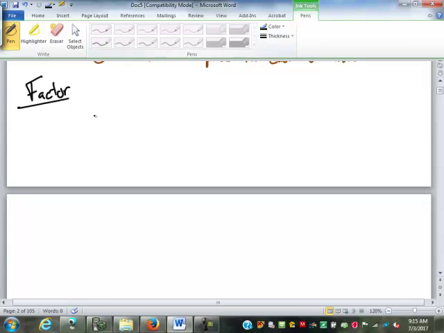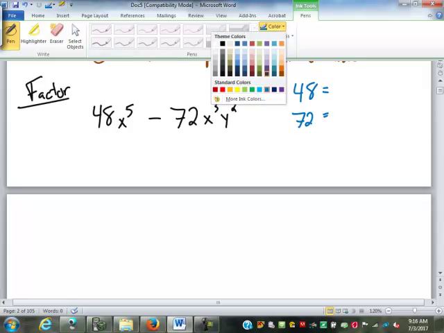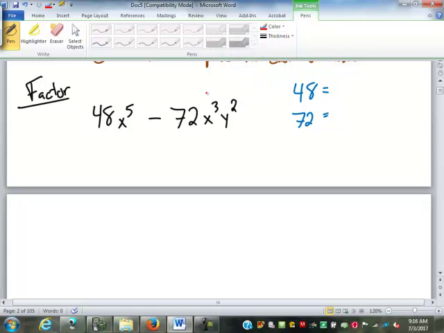So if I ask you to factor 48x to the 5th minus 72x to the 3rd y squared, tell me what to do. So we have to find the common factors for 48 and 72. Now, some of you, as we go through this process, might get good at just looking at those numbers and figuring out what it is. If this were in fractions, if that was 48 over 72, you'd be looking at the number you would divide both of them by, right?